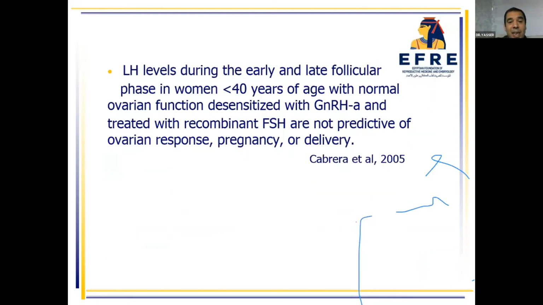But in a study done by Cabrera et al. in 2005, they said that LH levels during the early and late follicular phase in women less than 40 years of age with normal ovarian function, desensitized with GnRH agonist and treated with recombinant FSH are not predictive of ovarian response to pregnancy or delivery.